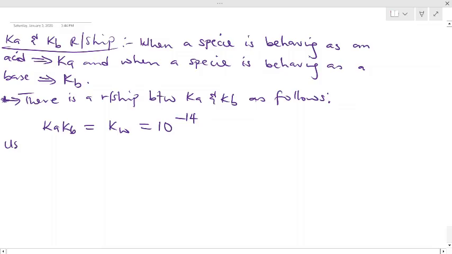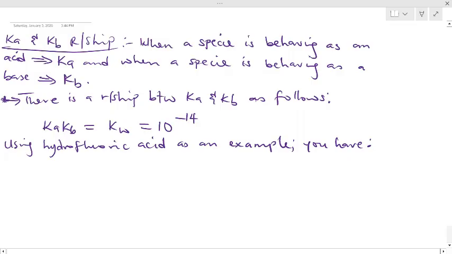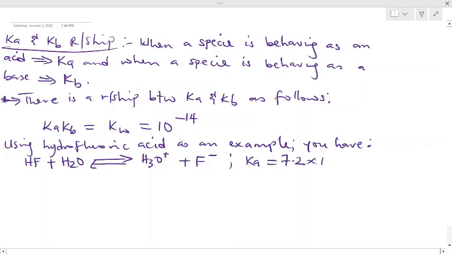So using hydrofluoric acid as an example, you have HF plus water, forward and backward reaction, a weak acid, giving H3O plus and F minus, and you have Ka equal to 7.2 times 10 raised to power minus 4. You could recall this.